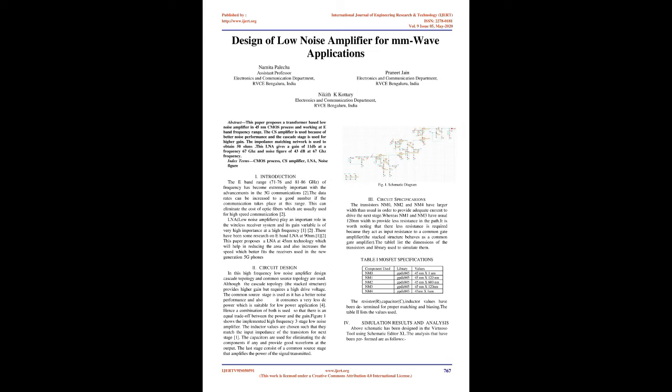2. Circuit design. In this high-frequency low-noise amplifier design, cascode topology and common source topology are used. Although the cascode topology, the stack structure, provides higher gain, it requires a high drive voltage. The common source stage is used as it has a better noise performance, and also it consumes very little DC power, which is suitable for low power application 4. Hence a combination of both is used so that there is an equal trade-off between the power and the gain.